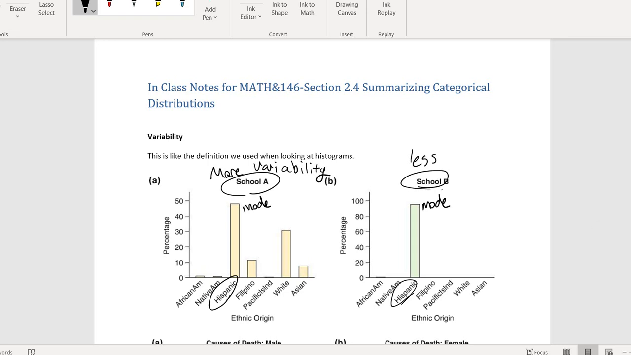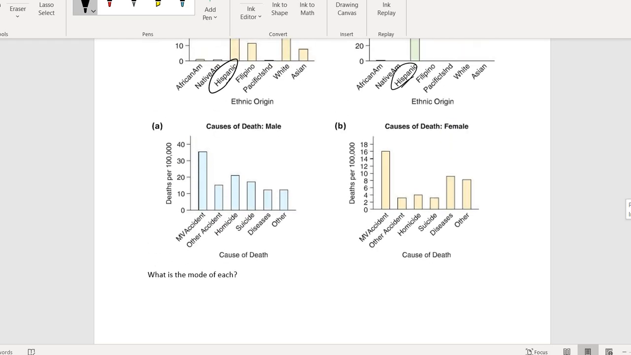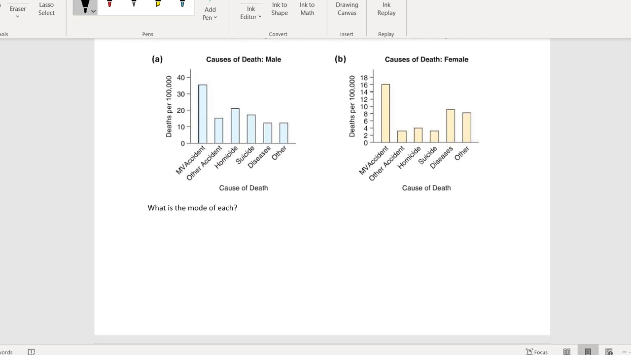Okay, now let's look at a different way of visualizing data and talking about it. Let's say that in the next example, we're looking at the causes of death between males and females. What we have here is motor vehicle accidents, other accidents, homicides, suicides, disease, and other. Same thing for female deaths. If we look at both of these, they're both going to have a mode of motor vehicle accidents.